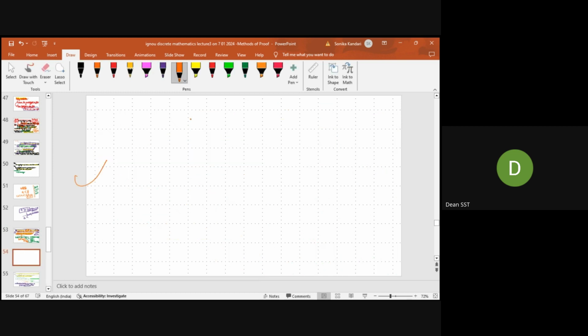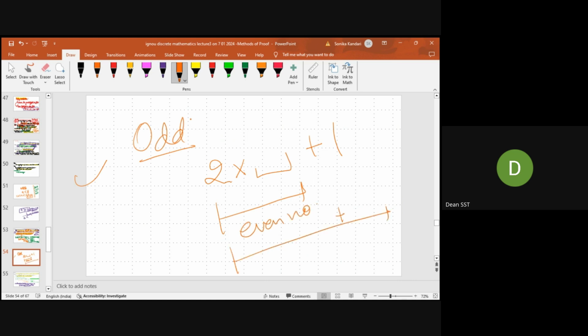What is an odd number? n plus 1. Yes, plus 1. Because this is an even number, and an odd number is an even number plus 1. This is what? An odd number. That is why we have written 2m. Is it clear why we have written 2m? Because this is forming an even number and we are talking of an odd number.